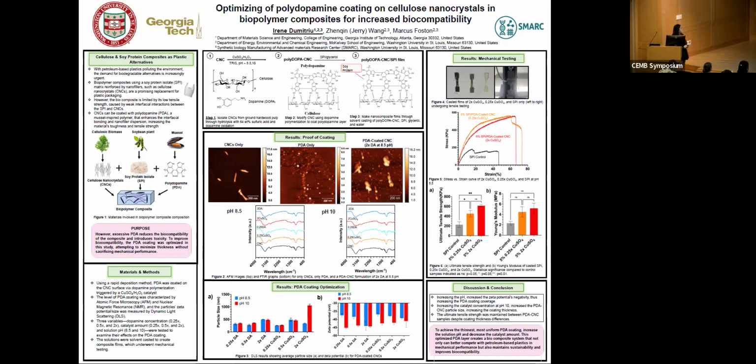And for our ultimate tensile strength, we were able to maintain our mechanical properties between our 2 samples while having a difference in coating thickness. And in summary, to achieve the lowest but also most uniform PDA coating, we want to increase that pH, but we want to decrease the amount of catalyst that we add into the system. So now we have an optimized PDA coating that allows us to better compete with our petroleum-based plastics in mechanical performance while also maintaining our sustainability and improving our biocompatibility.